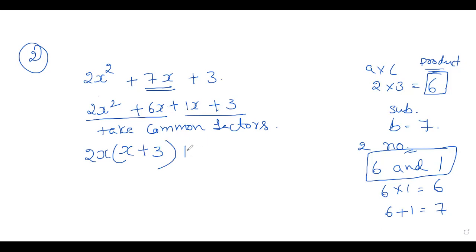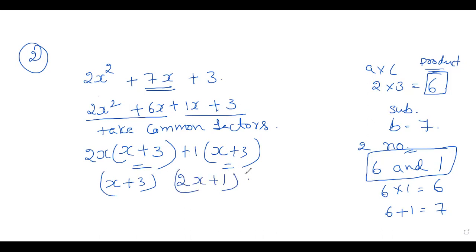So here you have to take plus 1 as the common factor. Okay, x plus 3. Already I had told you these two should be the same. So we have got x plus 3 in both the brackets. Now, x plus 3 and x plus 1 are the factors of the given polynomial. Okay, I think you are getting it, children. We'll see one more sum.